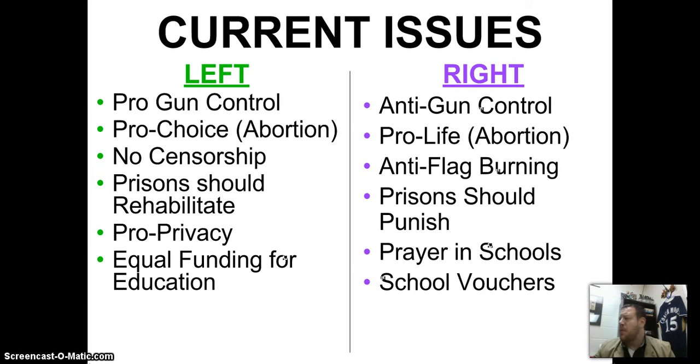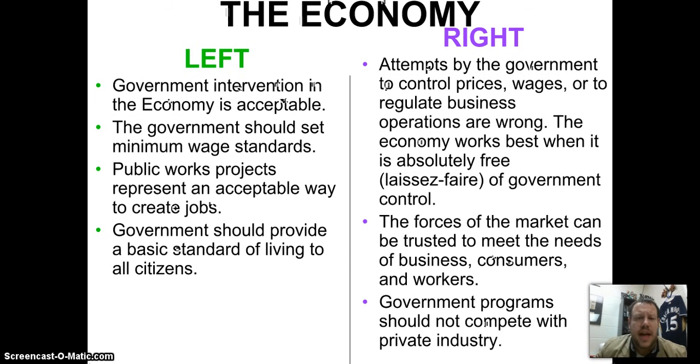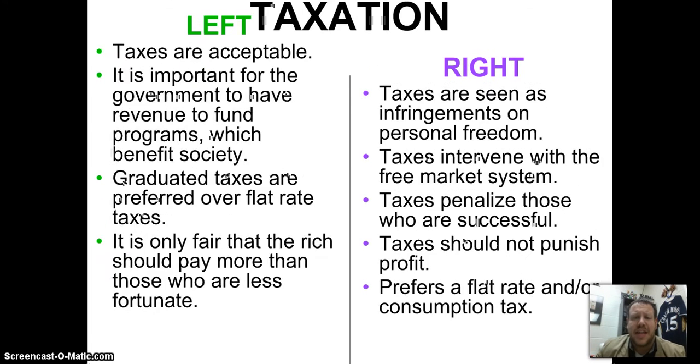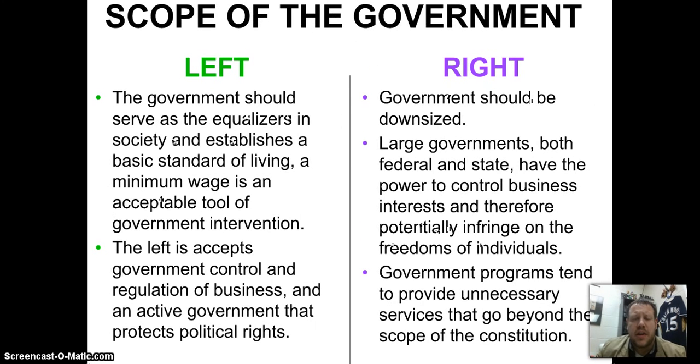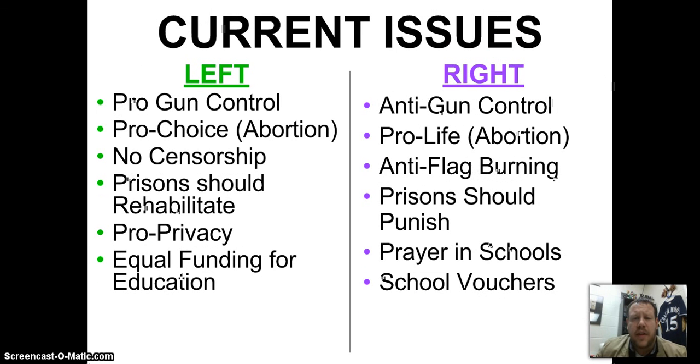And you can look on here. I'm going to post this online so you can see the breakdown of things like distribution of wealth. We'll look at some of these things in class too: the economy, business regulation, social problems, taxation. We're going to look at these more in detail in class. We're going to post online as well, and you have some of these things in your notes already. But I'm going to leave you guys off for that to class.